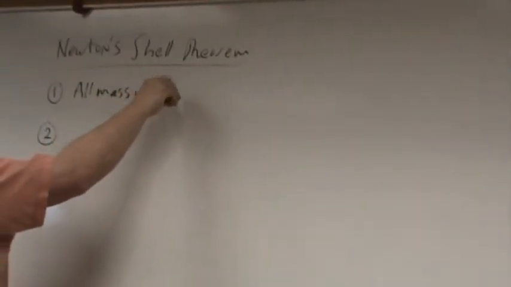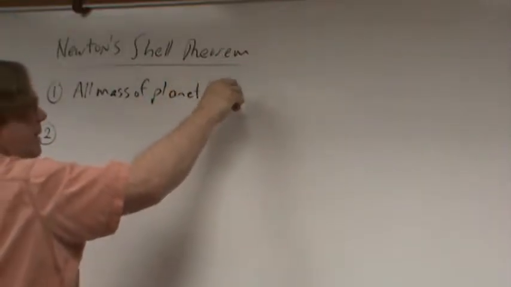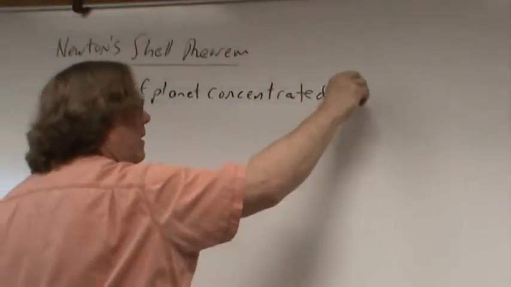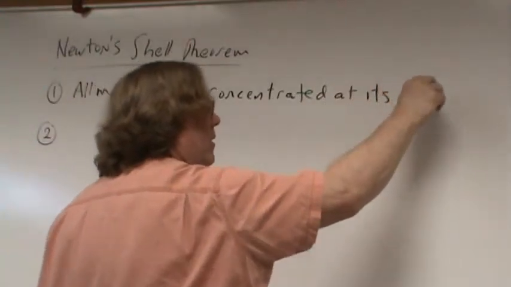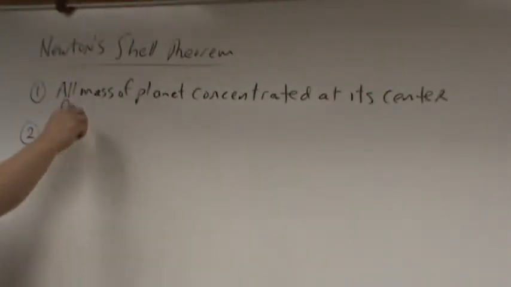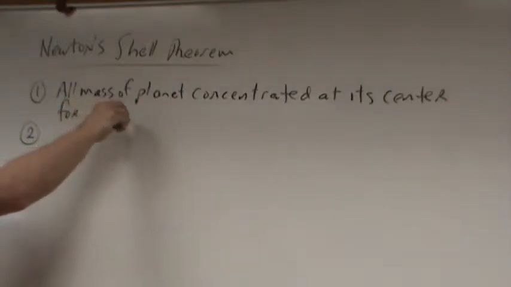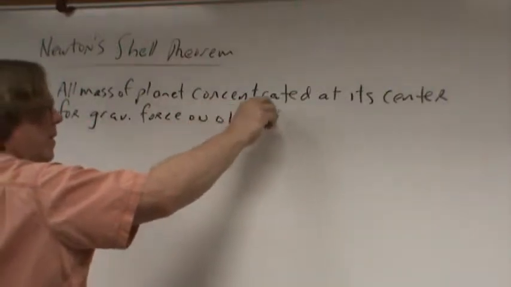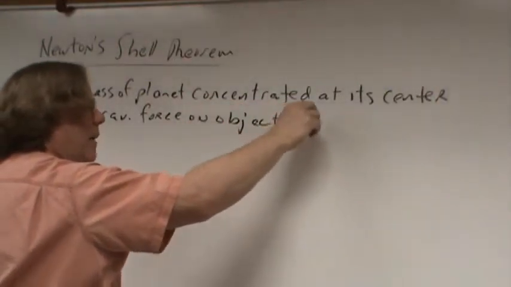Number 1, all mass of the planet concentrated at its center, for calculating gravitational force, and you don't even have to write this down if you don't want to. All mass of the planet concentrated at the center for gravitational force on an object outside the planet.